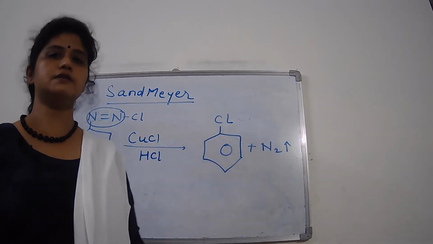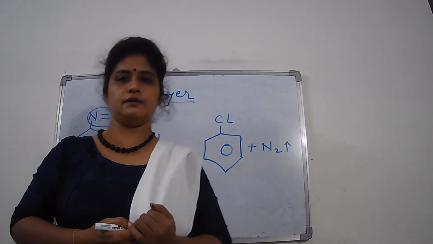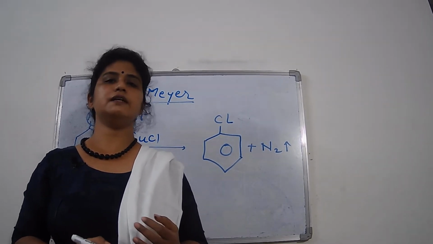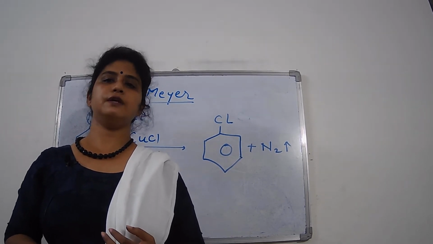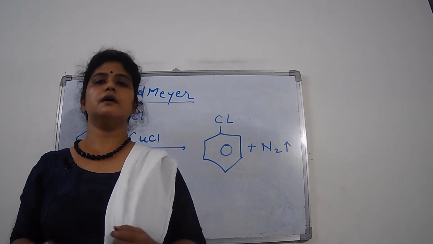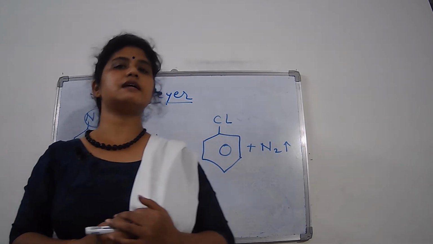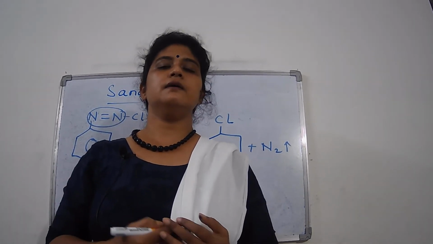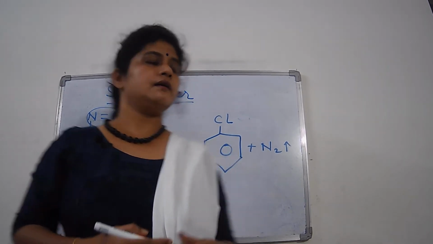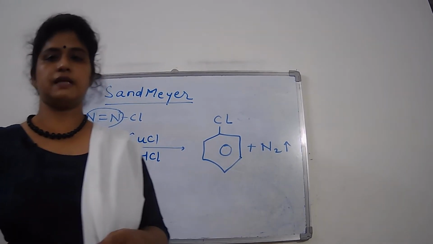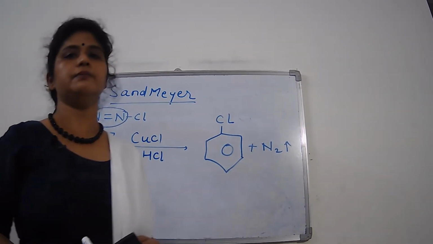So dear students, today we studied three methods of preparation for chlorobenzene. One is by direct chlorination of benzene. The second is from phenol, where phenol undergoes reaction with PCl5, and we get chlorobenzene. And the third one is the Sandmeyer reaction, where we take benzene diazonium chloride as a reactant. It reacts with HCl, hydrochloric acid, and cuprous chloride to form chlorobenzene. So this is all about the methods of preparation.